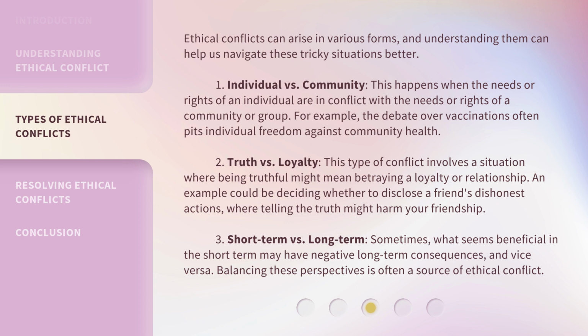2. Truth versus loyalty. This type of conflict involves a situation where being truthful might mean betraying a loyalty or relationship. An example could be deciding whether to disclose a friend's dishonest actions, where telling the truth might harm your friendship. 3. Short-term versus long-term. Sometimes, what seems beneficial in the short term may have negative long-term consequences, and vice versa. Balancing these perspectives is often a source of ethical conflict.